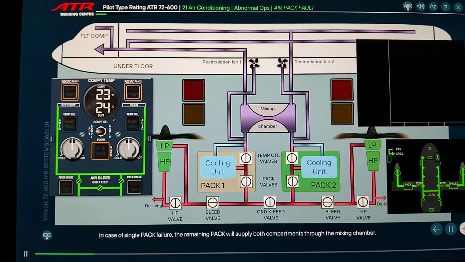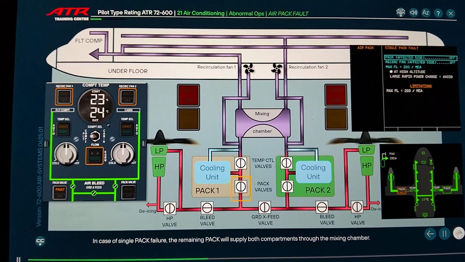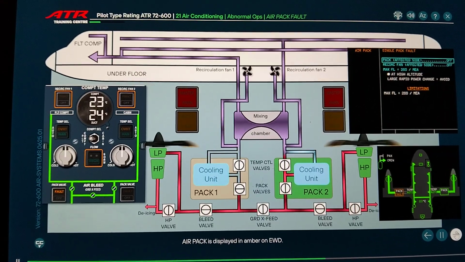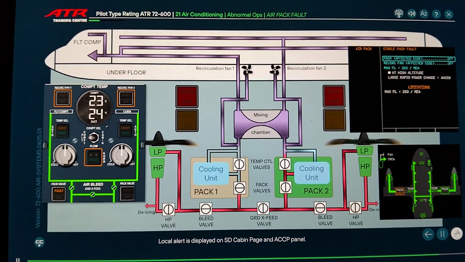In case of single pack failure, the remaining pack will supply both compartments through the mixing chamber. Air pack is displayed in amber on the EWD. A local alert is displayed on the SD cabin page in the ACCP panel.